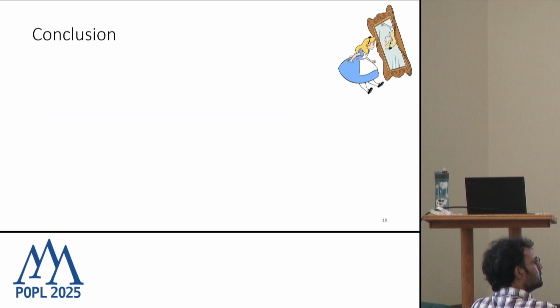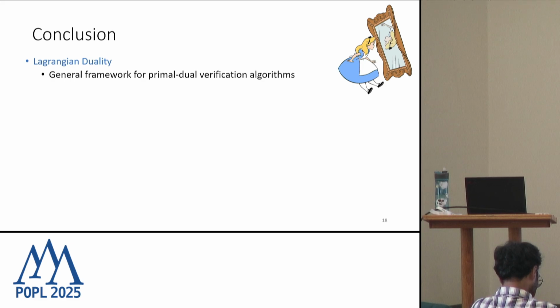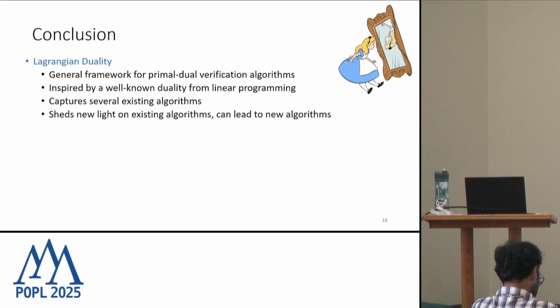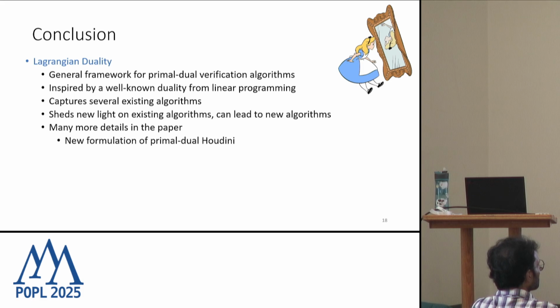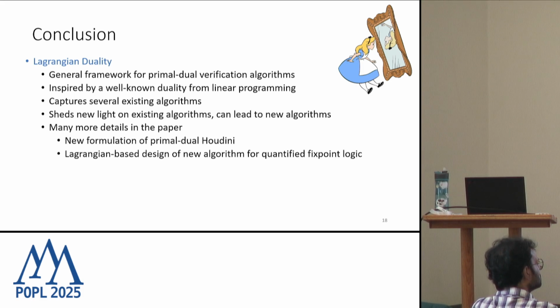All right, so let me conclude. Our main contribution is this general framework based on Lagrangians that captures many existing algorithms and sheds new light on those existing algorithms, and it can also lead to new algorithms. There are many more details in the paper. I want to highlight a couple. One is this new formulation of Primal-Dual Houdini, and the other is this new algorithm that we designed based on these insights.